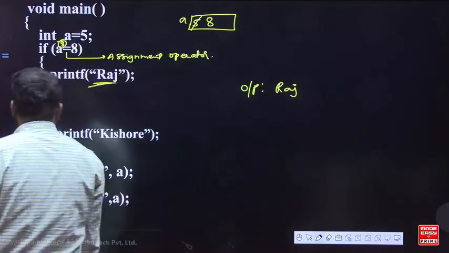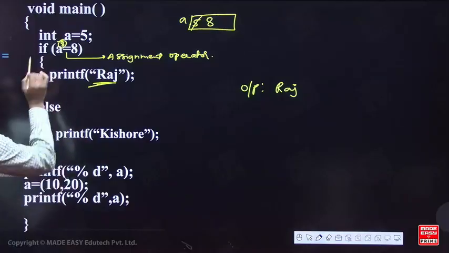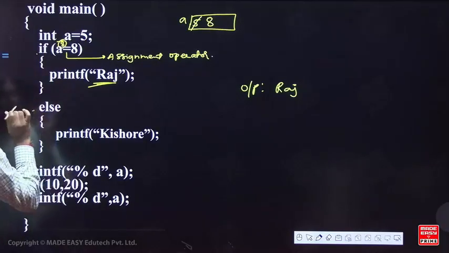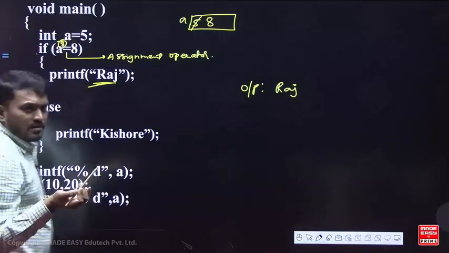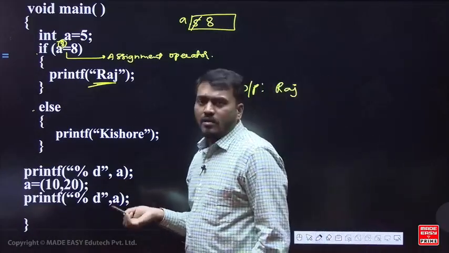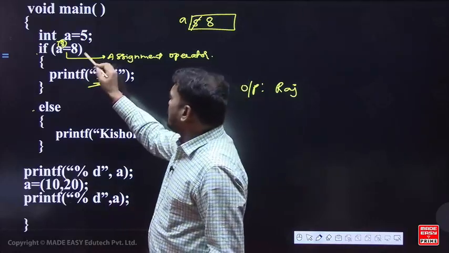So in the output it will print Raj, and everybody knows if and else. If and else means either if will execute or else will execute. Both will not execute. There is no chance it will execute both. It will execute only if or else. So this condition is true. It will print this one.